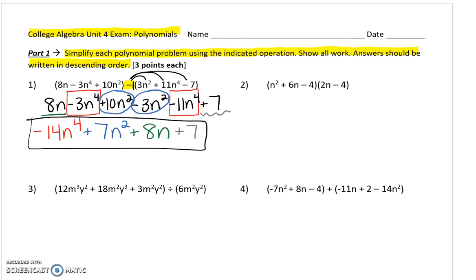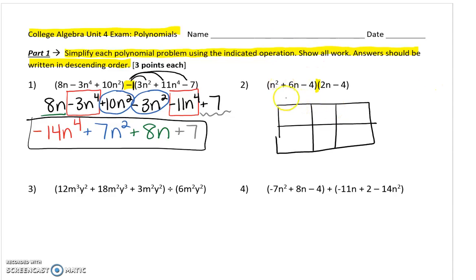In number 2, we notice the operation that is really between these two sets of parentheses is multiplication. So because we are multiplying a trinomial times a binomial, when we go to use our box method, I want it to be a 3 by 2 box. So I'm going to write the trinomial across the top and the binomial down the side, and I'm going to carefully multiply to get what's inside each of these boxes.